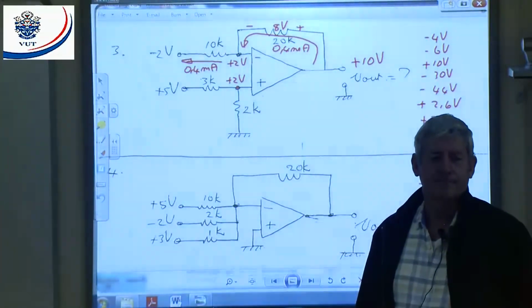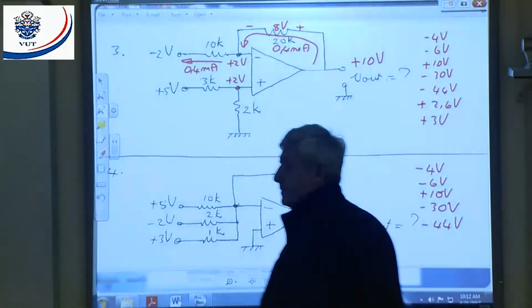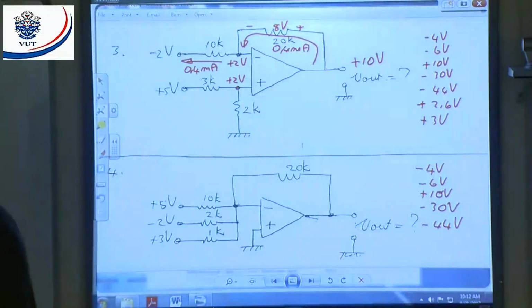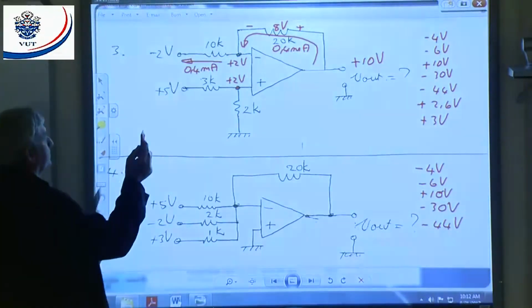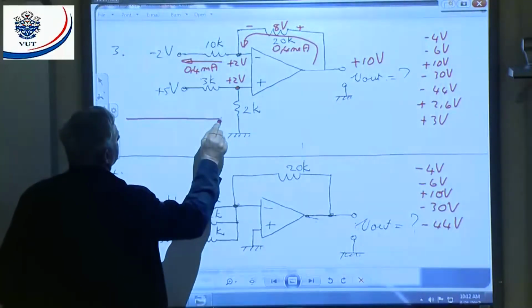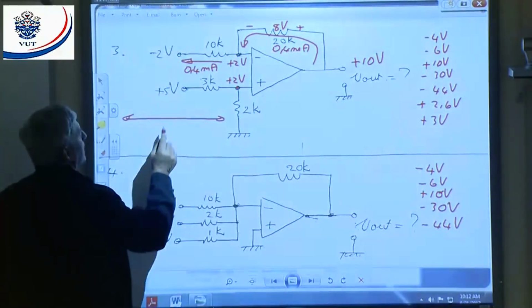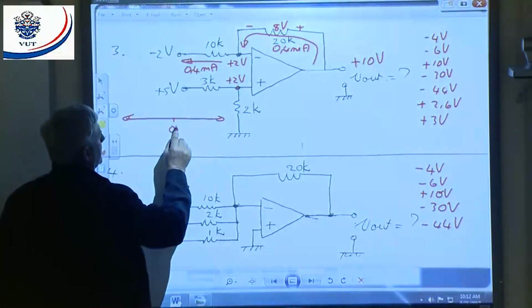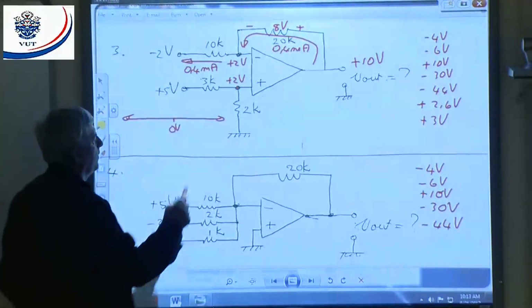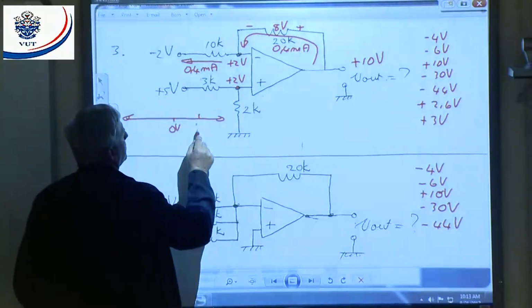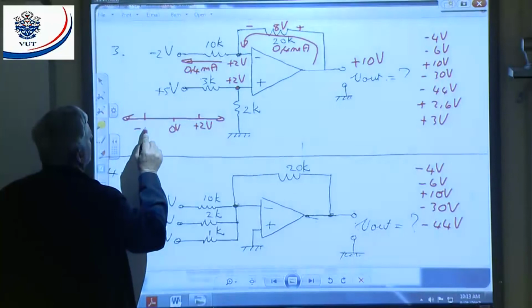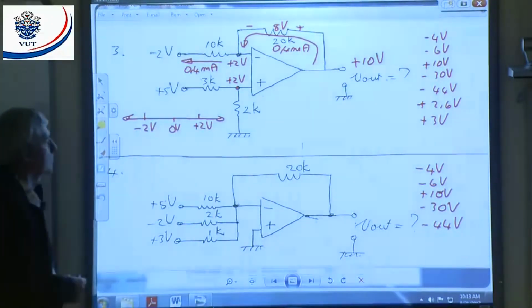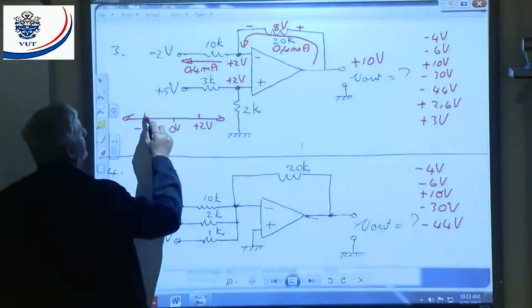Yeah, how do I find 4 volts? All right, let me show you. Have a look here. If I draw a line like that, let's say there is 0 volts, all right? There, let's say it's plus 2 volts. There is minus 2 volts. What is the difference?